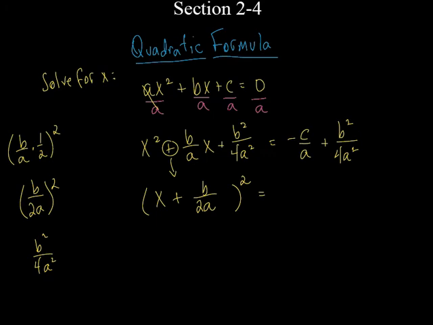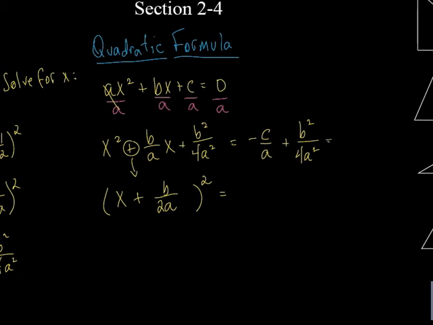Let's do this in a different color. Let's slide this over just a tad. I want to find a common denominator. Well, I've got a and I've got 4a squared. What would my common denominator be? It'd be 4a squared. That's right. So look, what did you do to a to get to 4a squared? You had to multiply it by a 4 and an a.